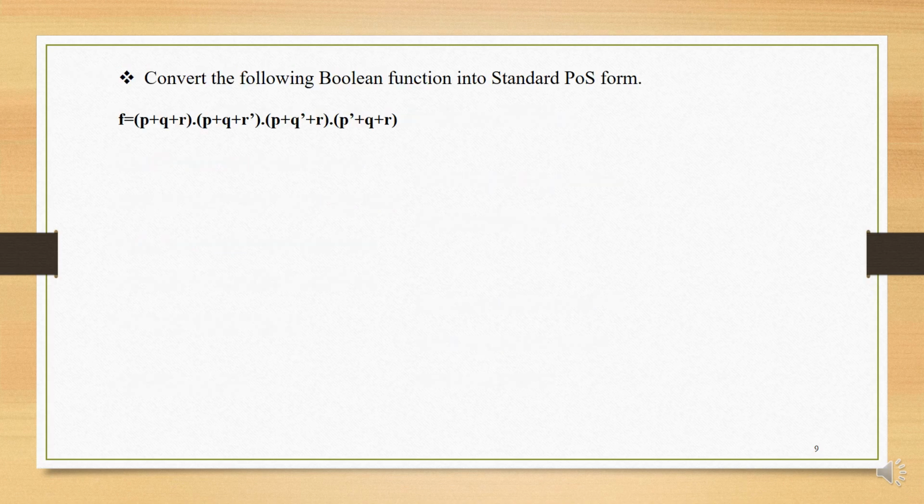The next one is conversion of Boolean function into standard POS form. In the previous slide, we have seen the conversion of Boolean function into standard SOP form. Now let us see the conversion of Boolean function into standard POS form. Now the given function is a Maxterm canonical form, where you have all sum terms together, in which all the input variables of the given function PQR is present in all the sum terms. Therefore, we call this a Maxterm canonical form. Now we need to convert this into standard POS form.